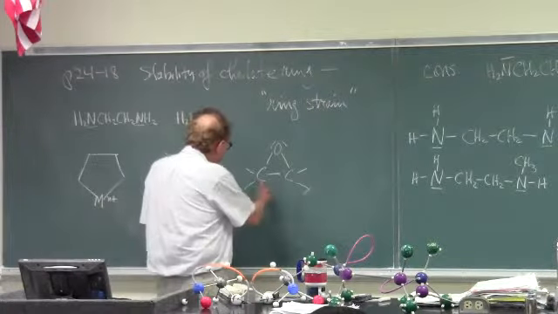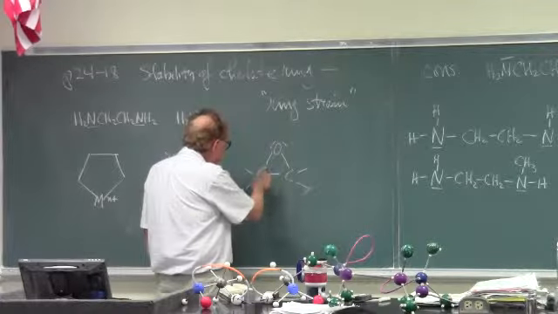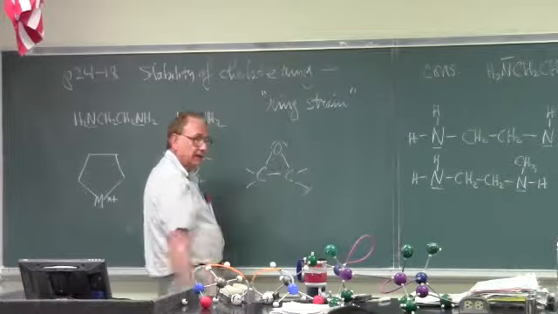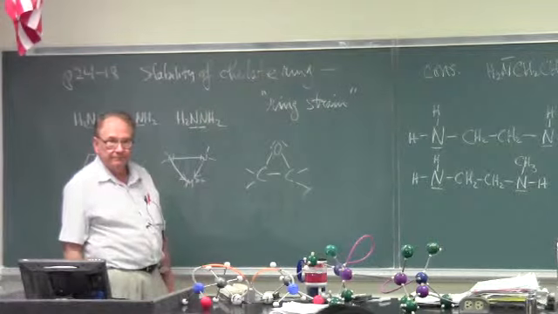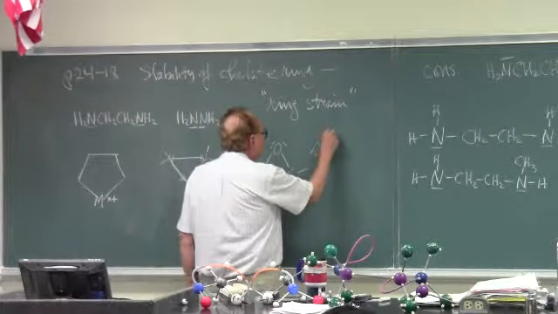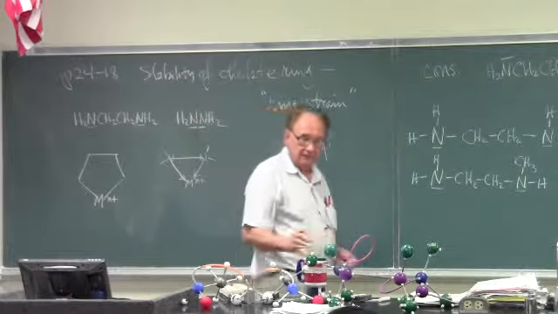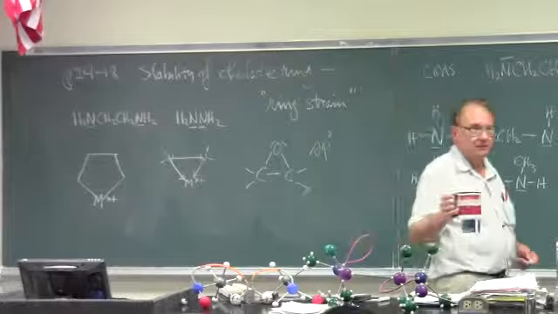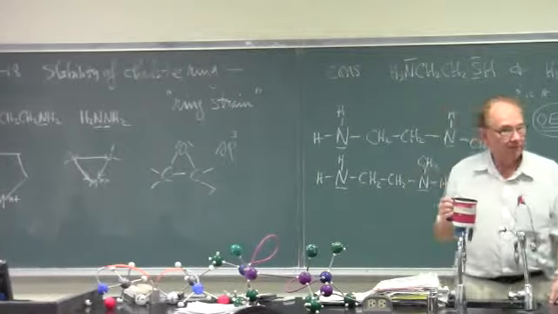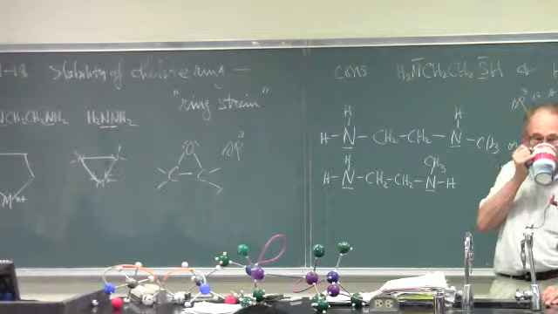Well, as this Lewis picture shows us, these atoms are each how hybridized? sp3. What kind of bond angles do you generally associate with sp3 hybridization? 109 degrees, more or less? What kind of bond angles do you have for this ring?